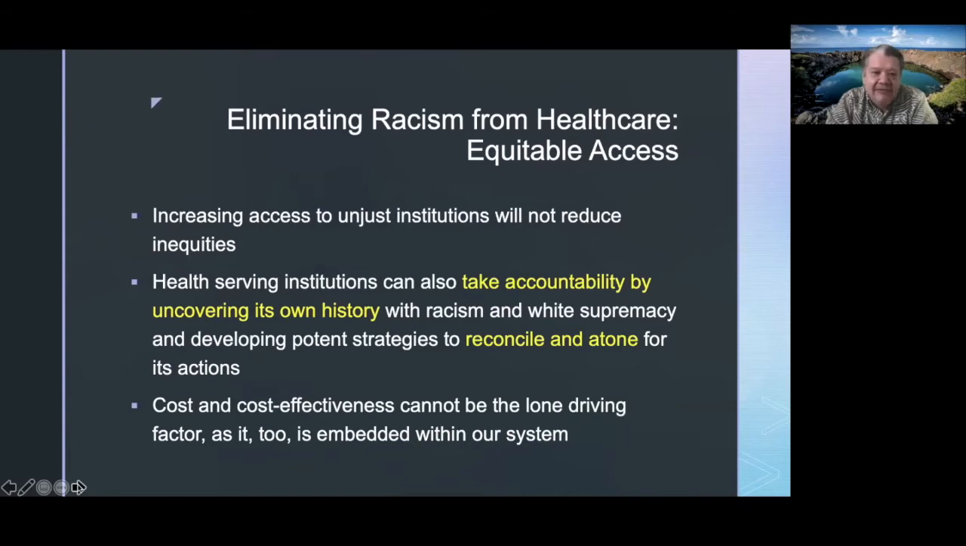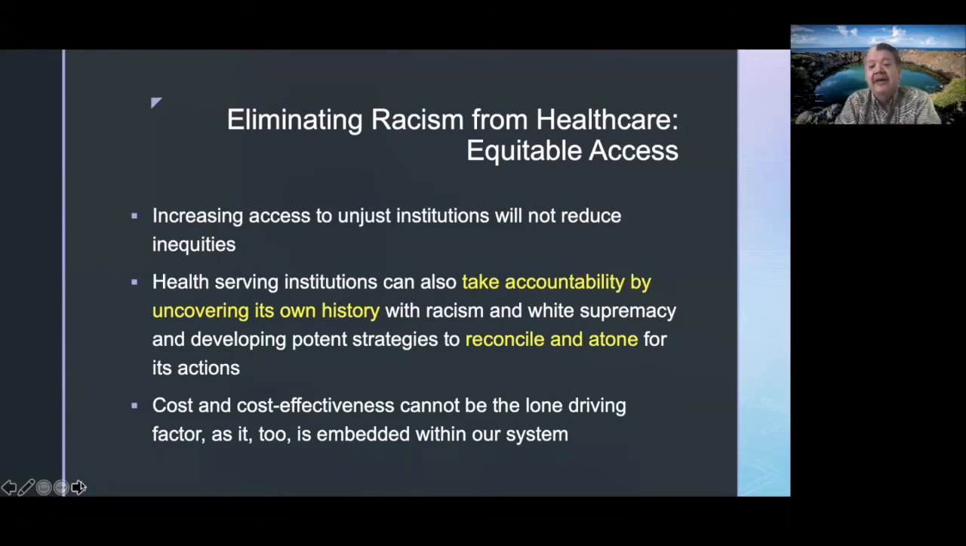Equitable access. Again, I've already talked about how increasing access to unjust institutions does not reduce inequality. So what can we do? We have to take into account and take accountability for our own histories with racism as institutions. And that's one of the things that I've been not only trying to do within health, but also within higher education as well, to look at and to take some accountability for what we have done historically as institutions to promote racism, and then to develop some potent strategies to reconcile and atone for these actions.